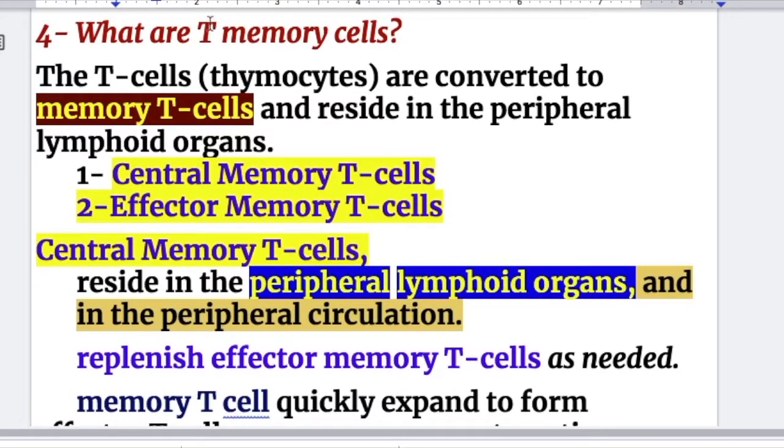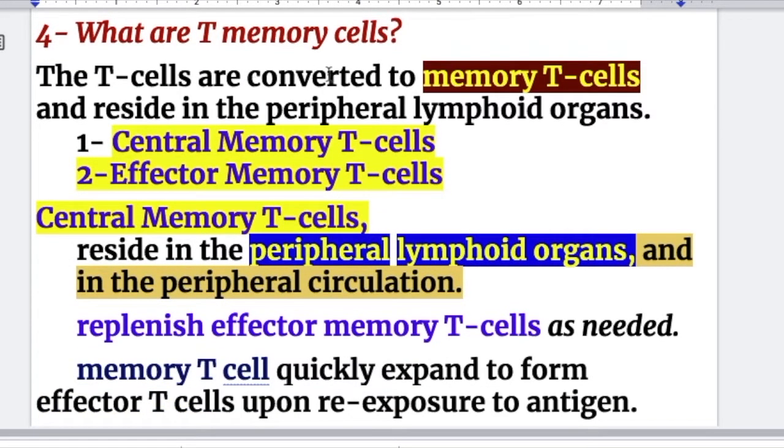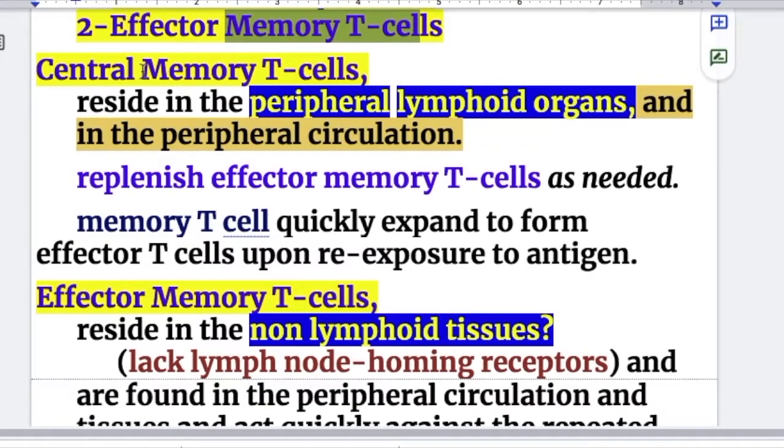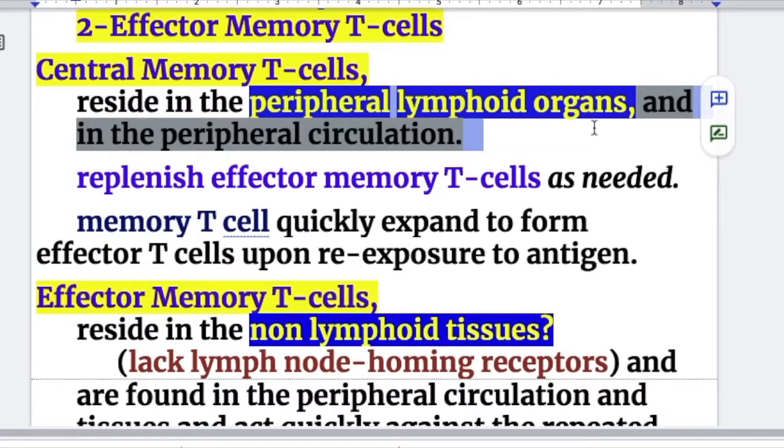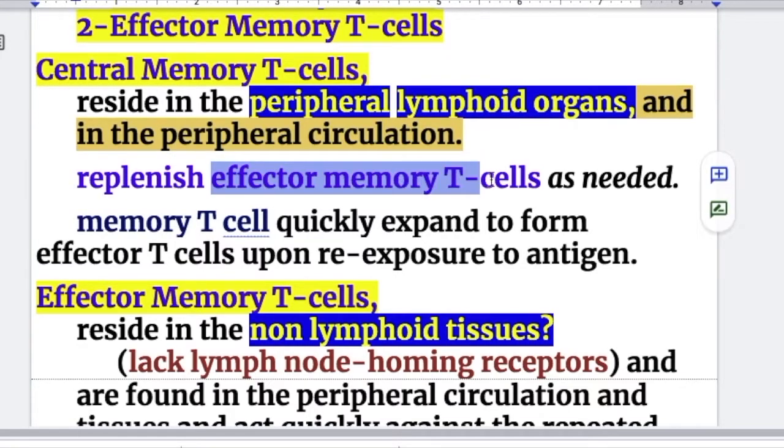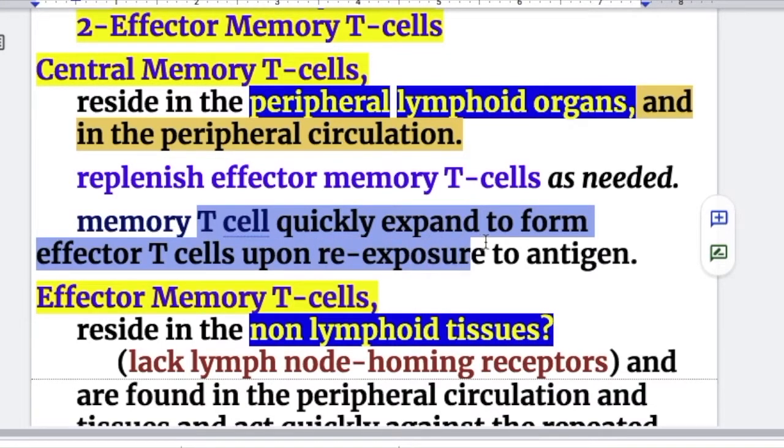Question 4. What are T memory cells? T cells are converted to memory T cells and reside in the peripheral lymphoid organs. Two types of memory T cells are number 1, central memory T cell, and number 2, effector memory T cell. So what's a central memory T cell? It resides in the peripheral lymphoid organs and in the circulation. And number 2, they replenish the effector memory T cells as needed. The memory T cell quickly forms effector T cells upon re-exposure to an antigen.